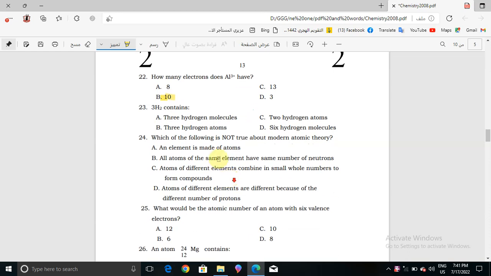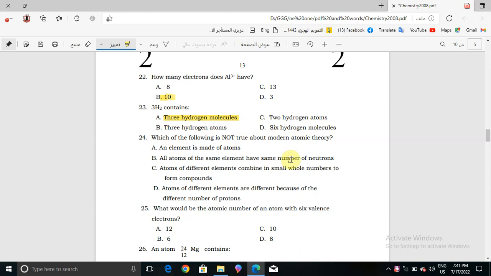Now question number 23, here we have 3H2, that means 3 hydrogen contains what? 3 hydrogen molecules, or 3 hydrogen atoms, or 2 hydrogen atoms, or 6 hydrogen molecules. The correct answer will be 3 hydrogen molecules.